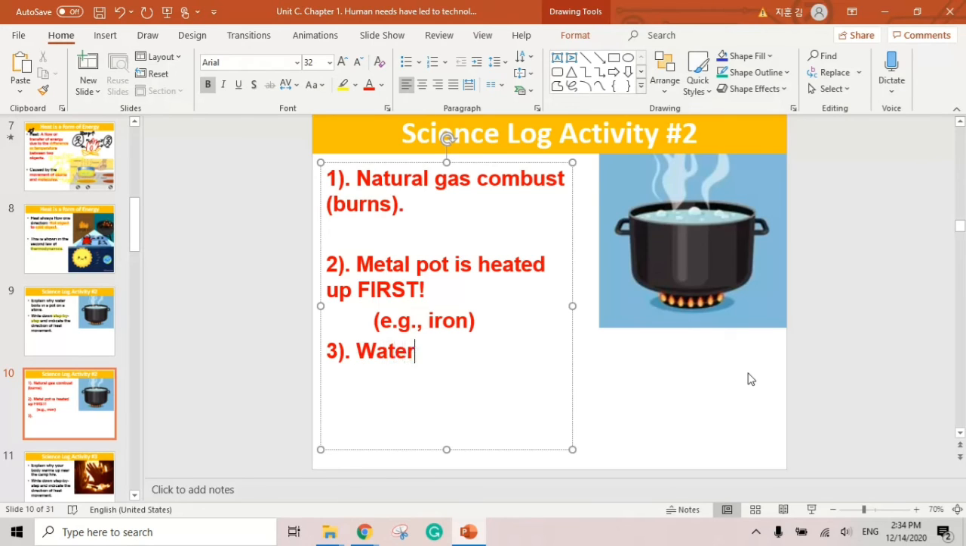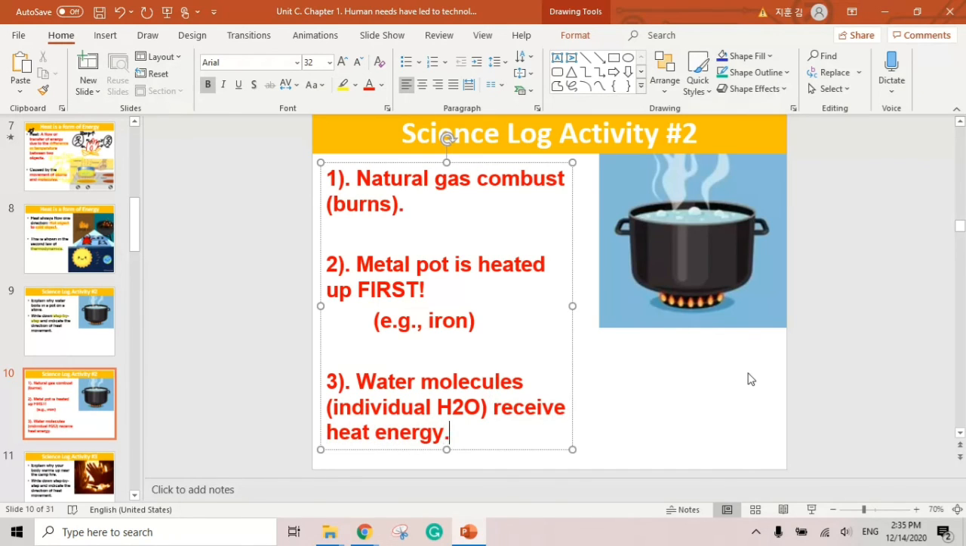Then water molecules. I want you to be familiar with it. When it comes to certain chemicals, don't say water heats up, say water molecules from now on, because we're talking about each little H2O by H2O. Water molecules, which are individual H2O molecules, receive heat energy. That's what happens.